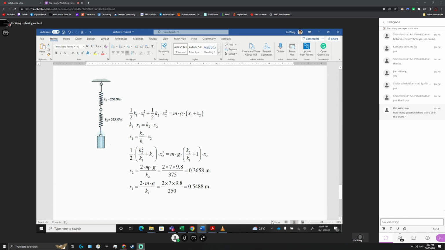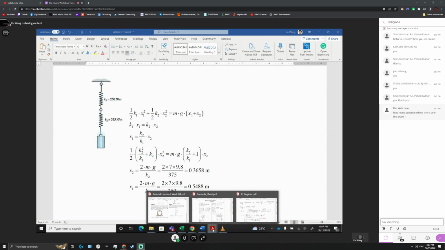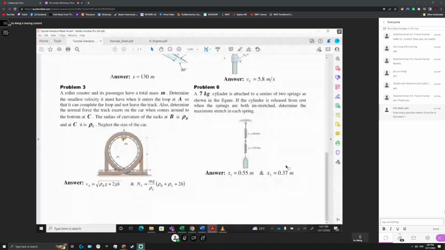So put m equal to 7, 2 multiplied by 7 kilogram, multiplied by 9.8. k2 is 375, and k1 is 250. You put them inside, calculate. This is x1 equal to 0.55. x2 is 0.37, and you can see your results. 0.37 and 0.55, get the same results.